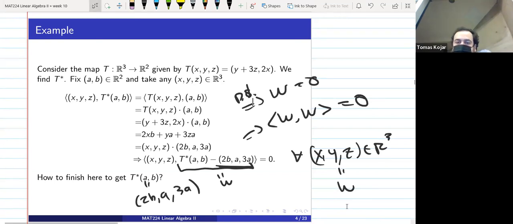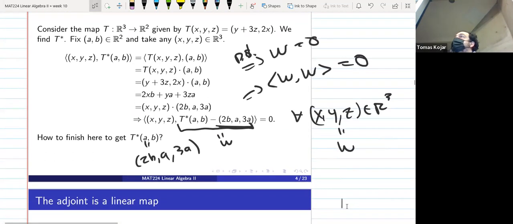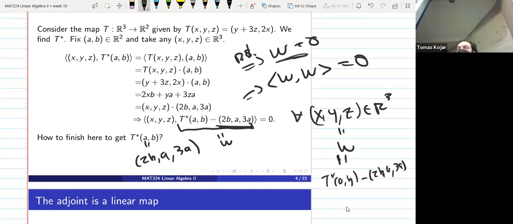All right, good. So the inner product of (X, Y, Z) with T star (A, B) minus (2B, A, 3A) is zero. Yeah, the whole thing. But you don't know that; you have to prove it.